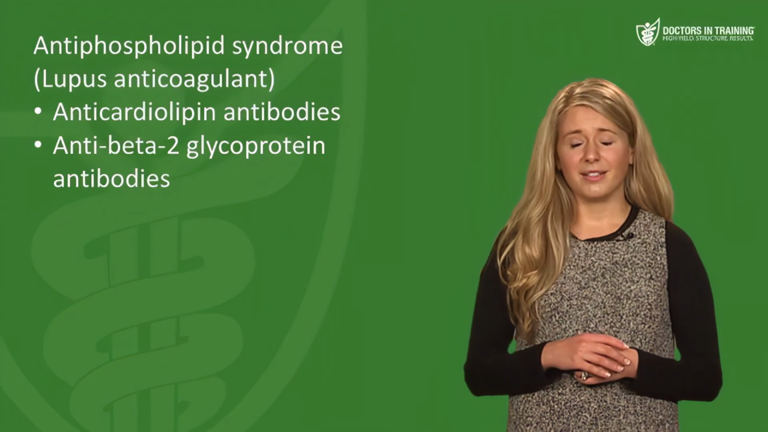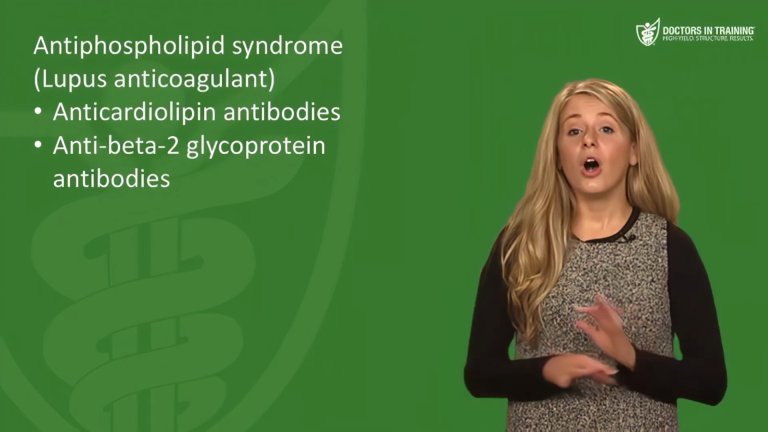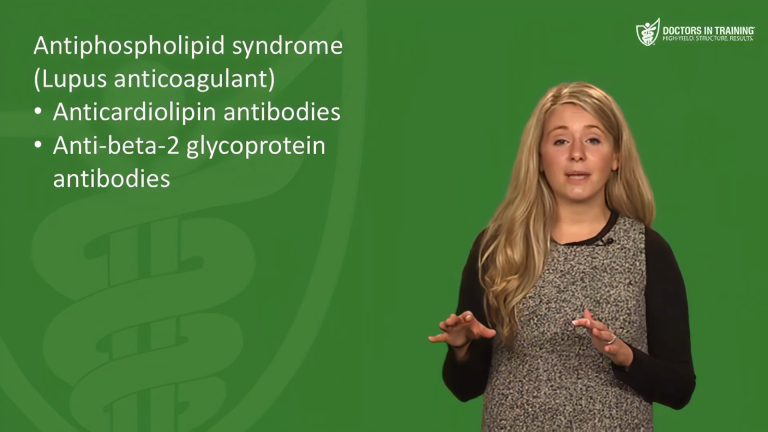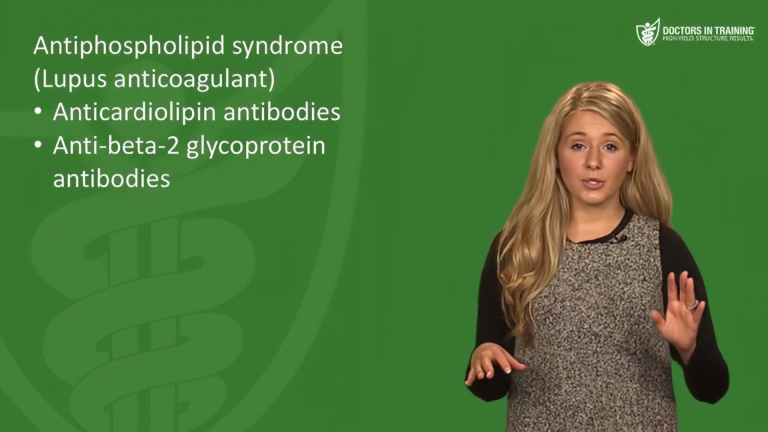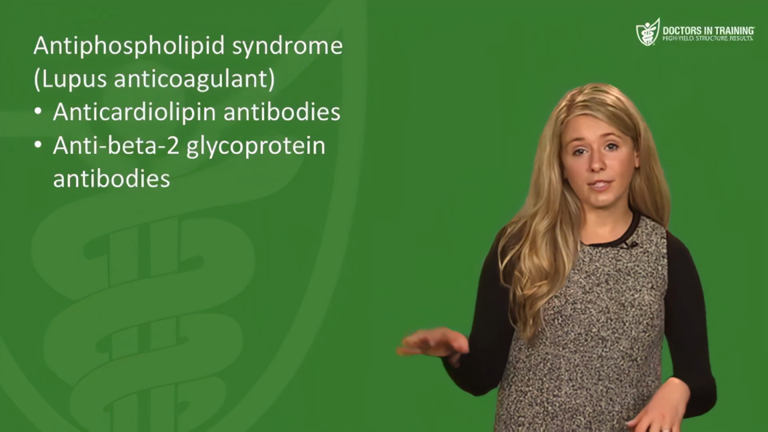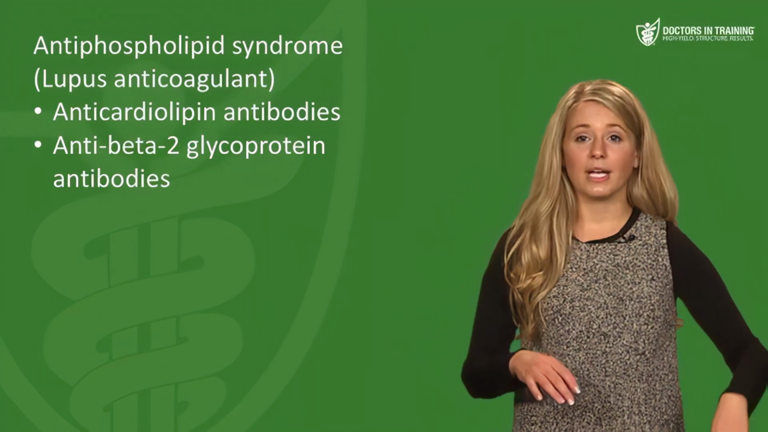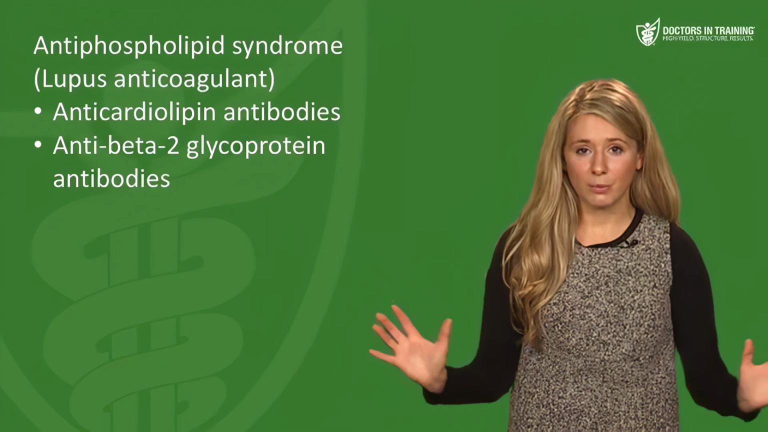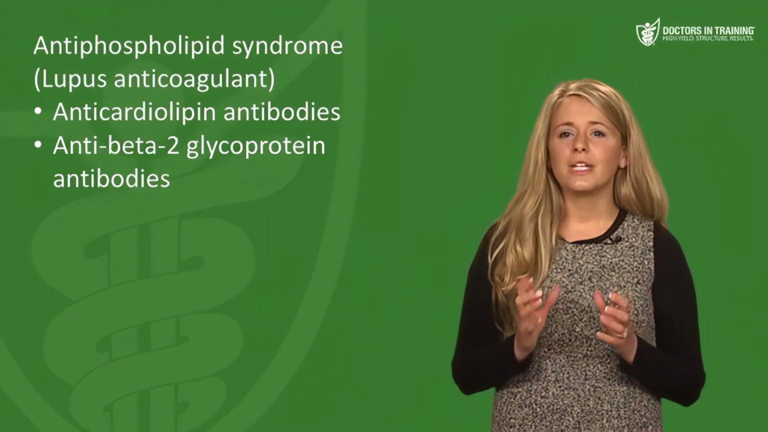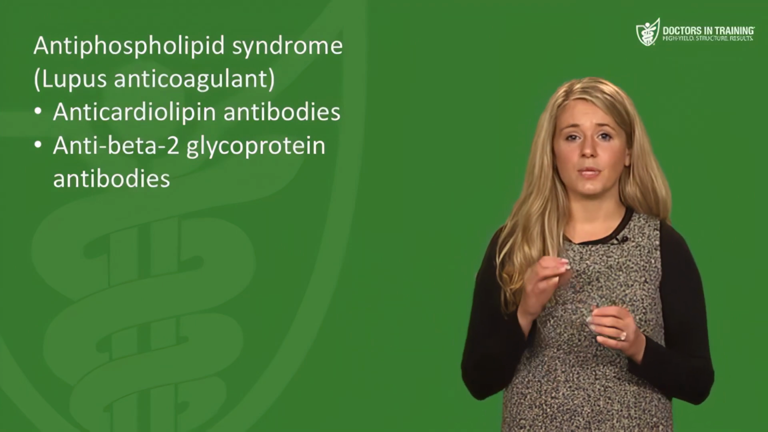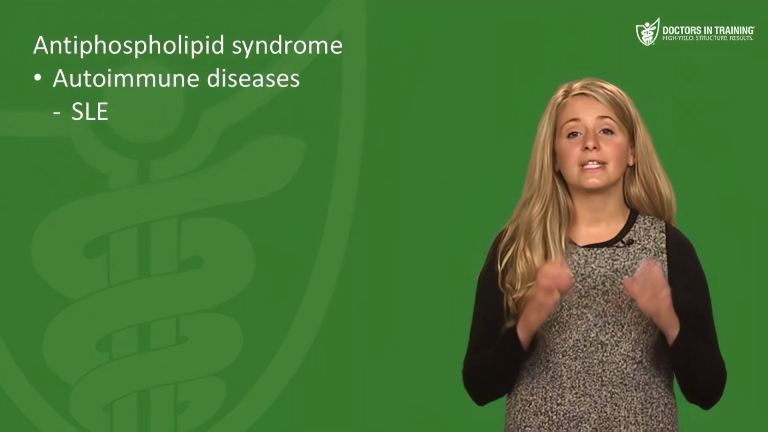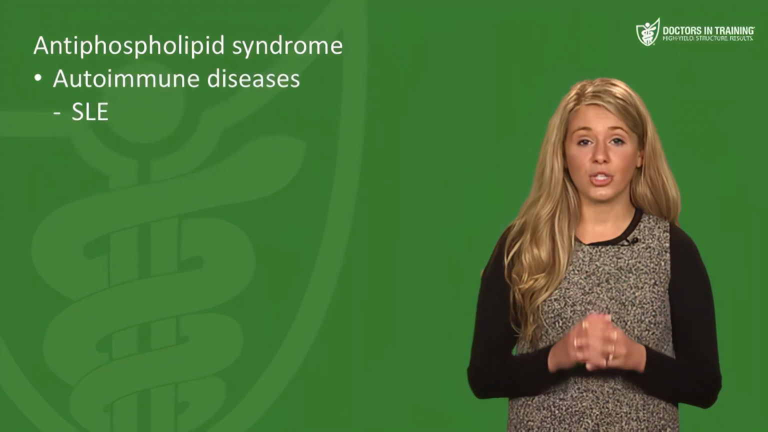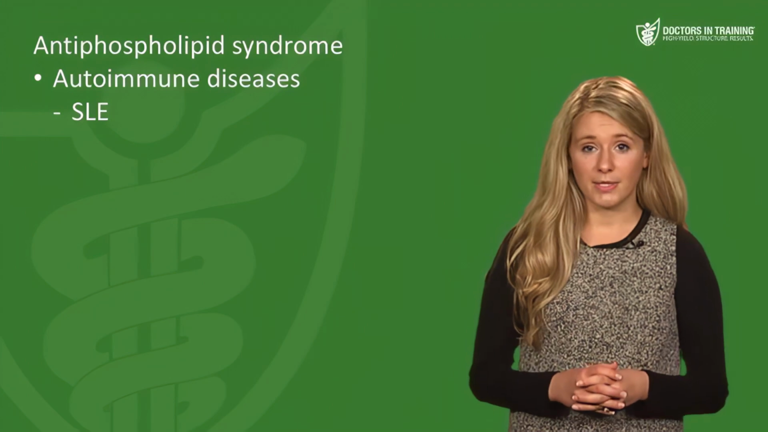Confused yet? Me too. Here's the bottom line. All of these terms, anti-cardiolipin antibodies, anti-beta-2 glycoprotein antibodies, antiphospholipid antibodies, and lupus anticoagulant, they all refer to the same group of antibodies. You don't need to worry about the subtle differences between them for Step 1. Just recognize they all go together and they're associated with lupus and other autoimmune diseases.